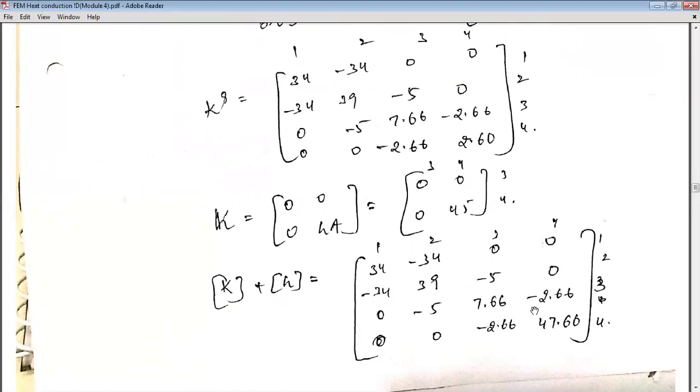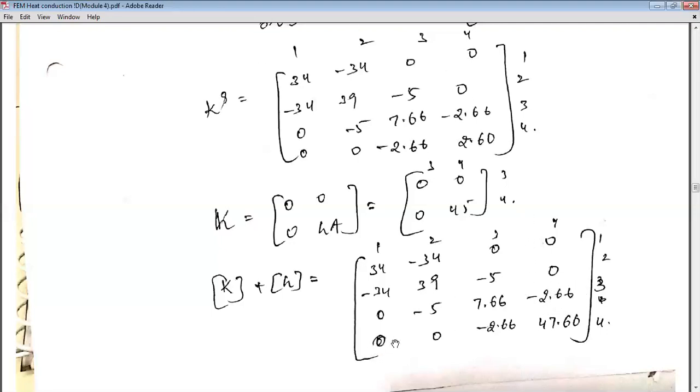Let's come back to 1 of 3. So 1, 2, 3, 4 I'll be writing. I'll be completing both, I have to add both matrices. Next, 1 of 3 is 0, 2 of 3 is minus 5, the same as this, 3 of 3 is 7.66, 4 of 3 is minus 2.66. Clearly observe, almost the same thing.